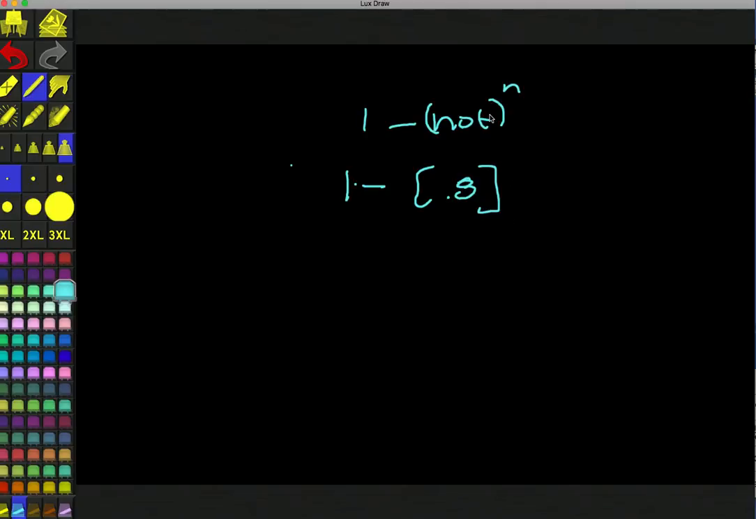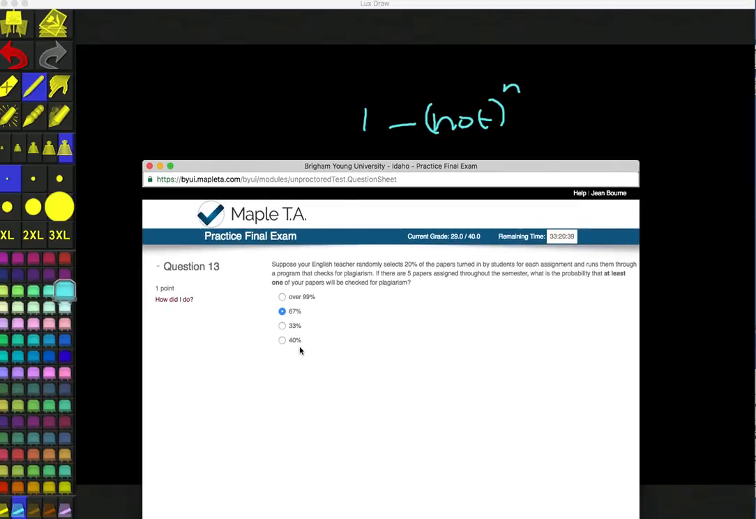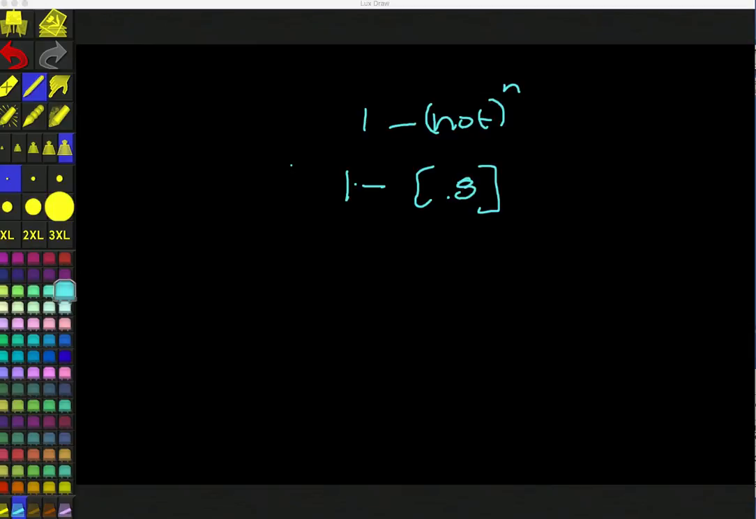And n is how many times I'm going to come up. How many times is that going to be a risk? They are doing 5 papers, so there are 5 chances. My n is going to be 5. And then I just put this on the calculator.